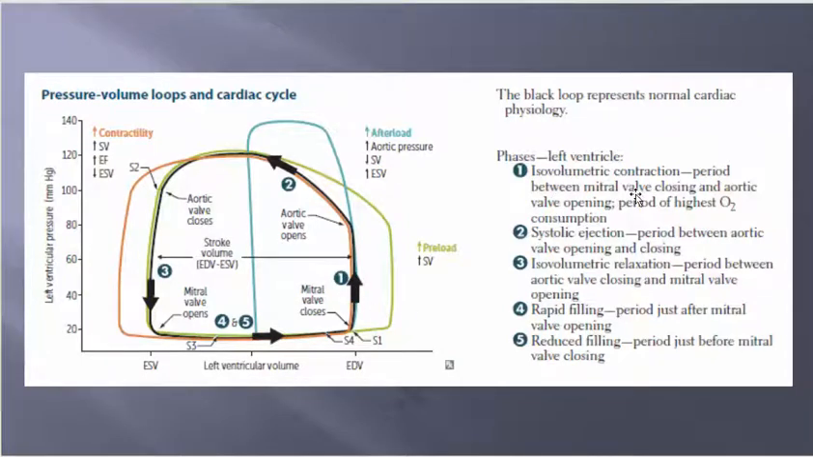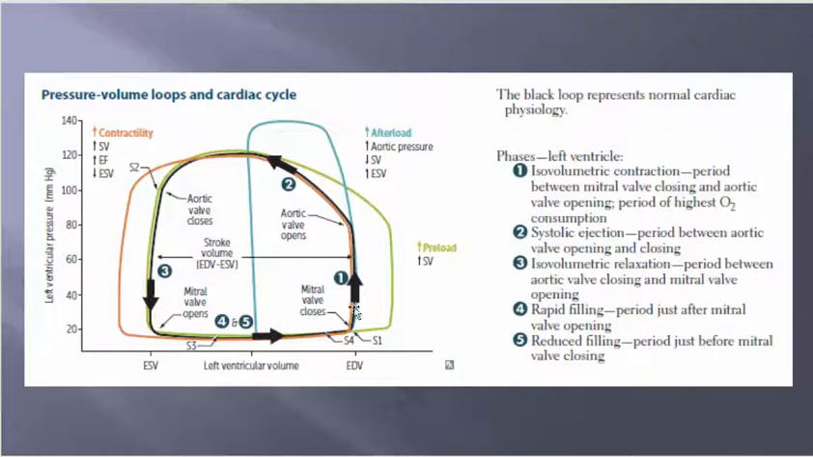Isovolumetric contraction, the period between the mitral valve closing, and remember the mitral valve is also known as the bicuspid. It's the second valve on the left side of the heart. And the aortic valve opening, period of highest oxygen consumption, right here. Systole, ejection, period between the aortic valve opening and closing.